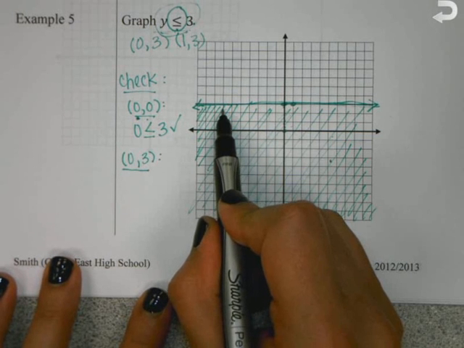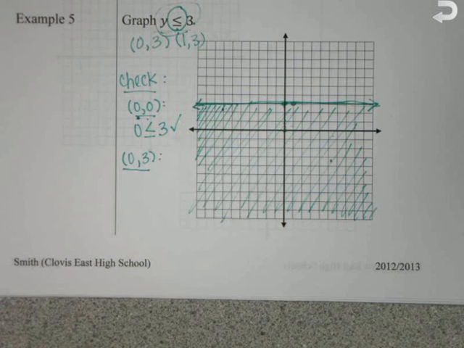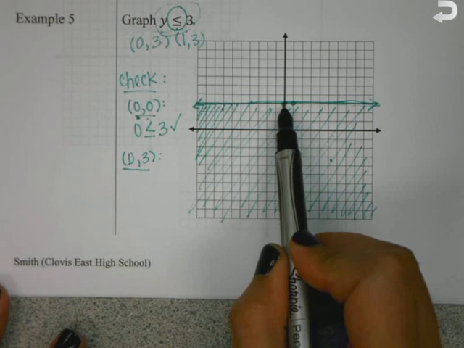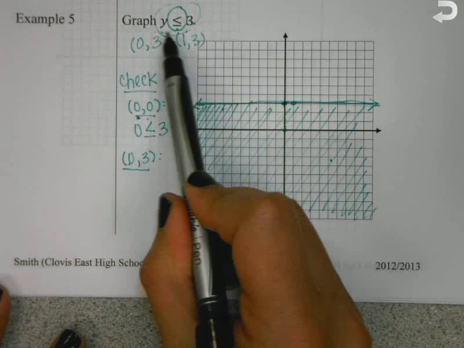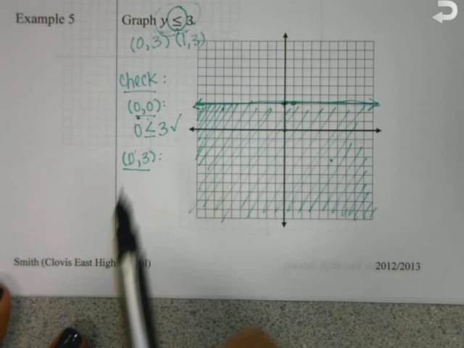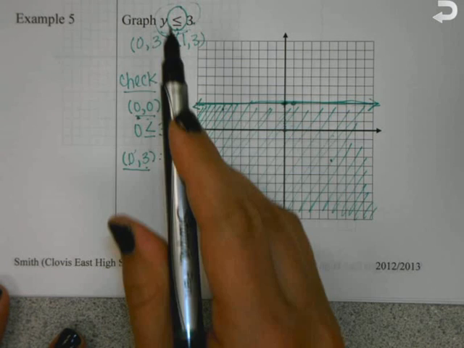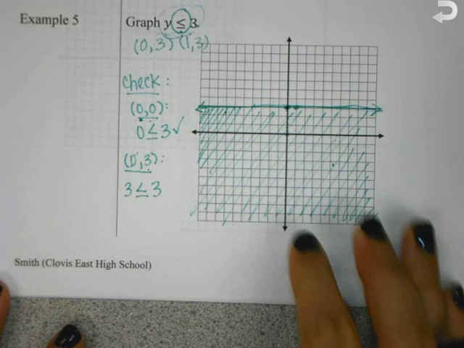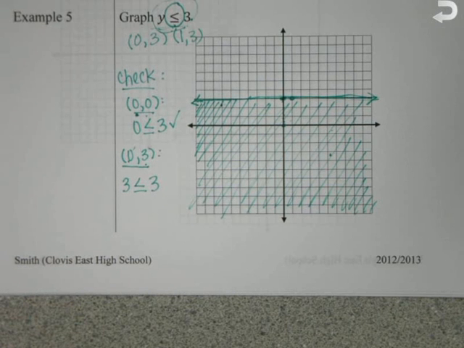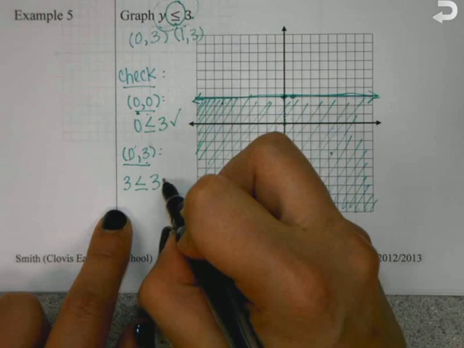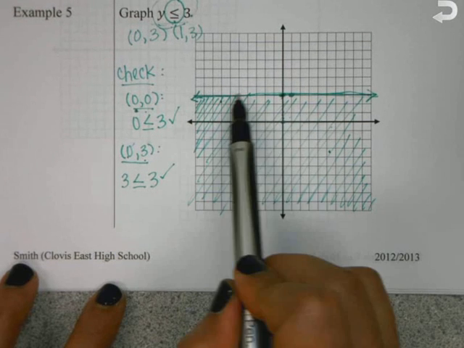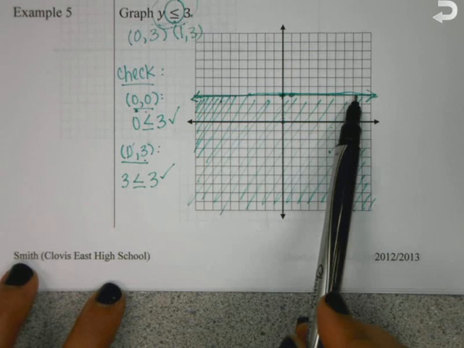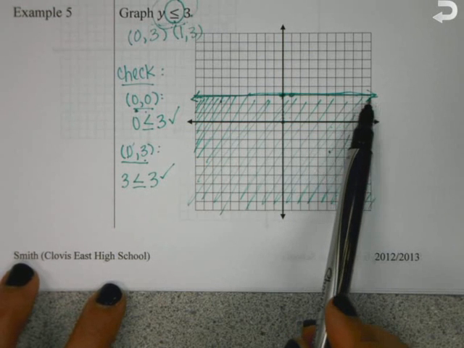The point I picked is 0, 3 because it's on the line. There's no x in this inequality, so it really doesn't matter what x is. I'm just going to plug in y. So that's 3 less than or equal to 3. True statement? Yeah, 3 is equal to 3, so it works. So I could actually pick any point on this line and it would give me a true statement. So that's why the line is solid. Make sense? Okay. 2 more examples and then we're done.